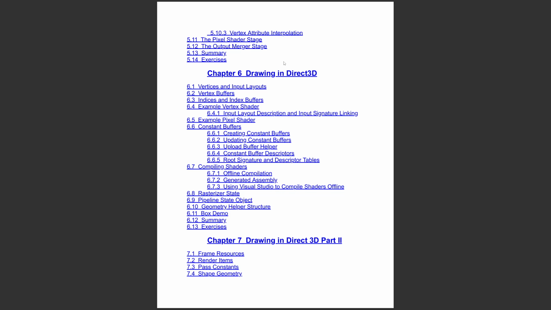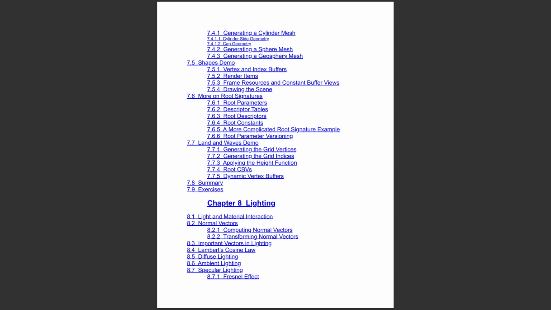So in Chapter 7, we're going to continue drawing in Direct3D with Part 2, where we're going to be talking about frame resources, render items, pass constants, shape geometry. And with shape geometry, we're going to be talking about generating a cylindrical mesh.